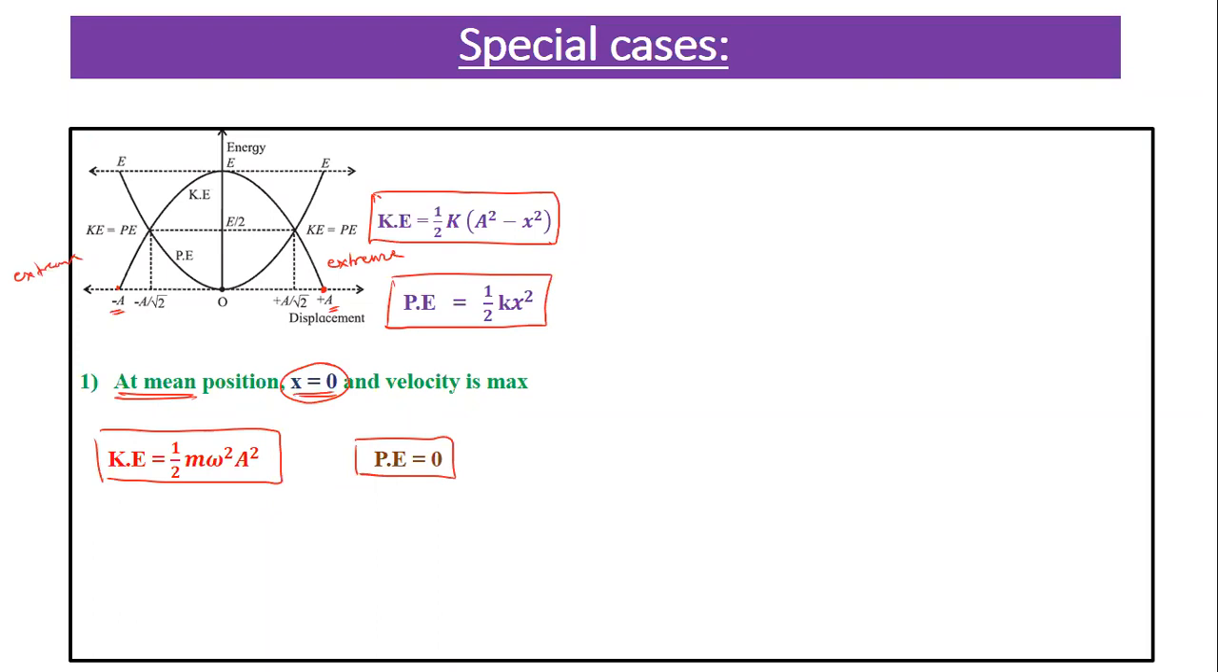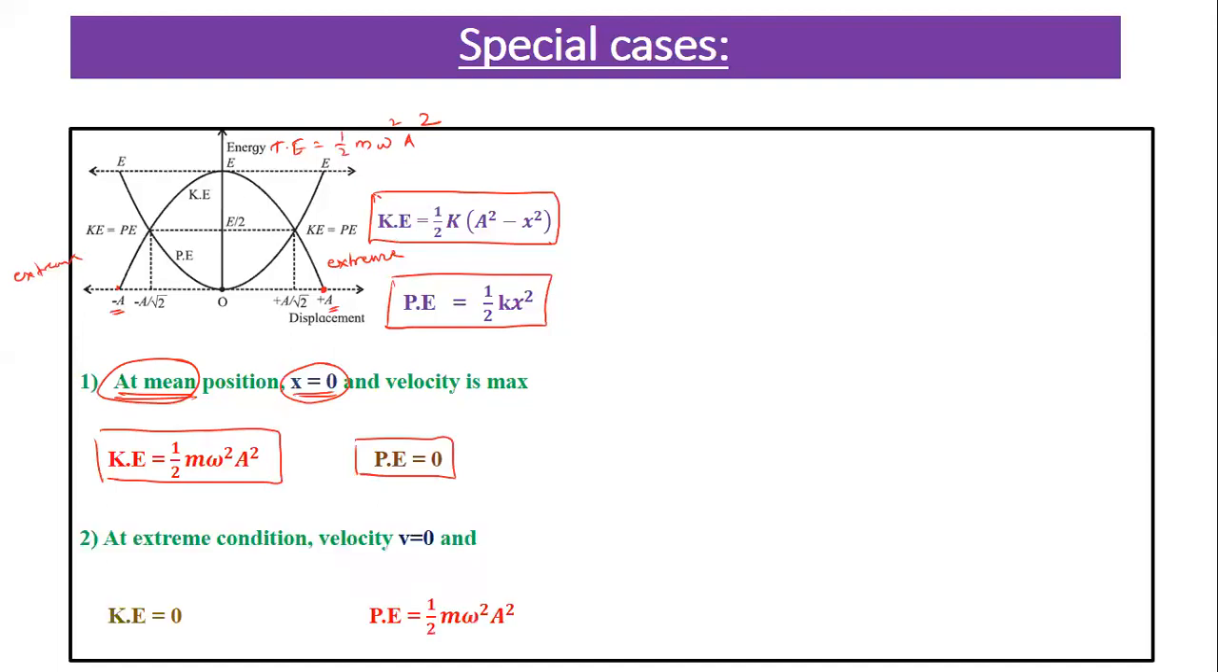Now we know the formula of the total energy also. Total energy formula is 1 by 2 m omega square a square. You can see here that at mean position kinetic energy is 1 by 2 m omega square a square, which is equal to the total energy. So at mean position, kinetic energy and total energy both are the same.